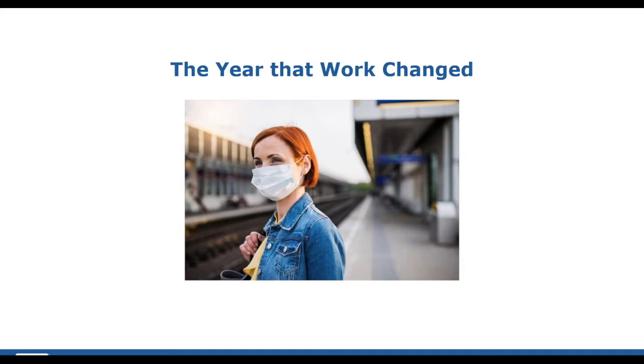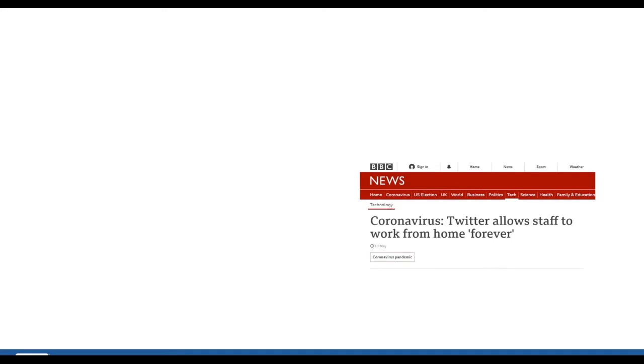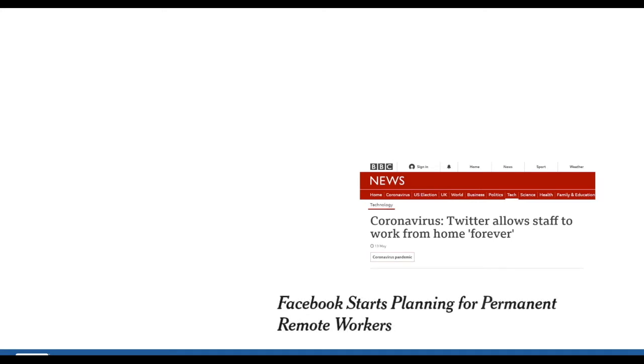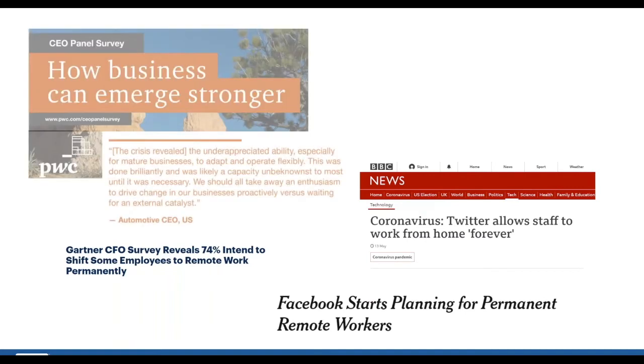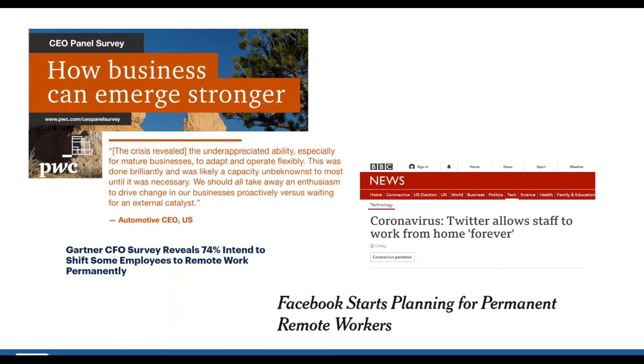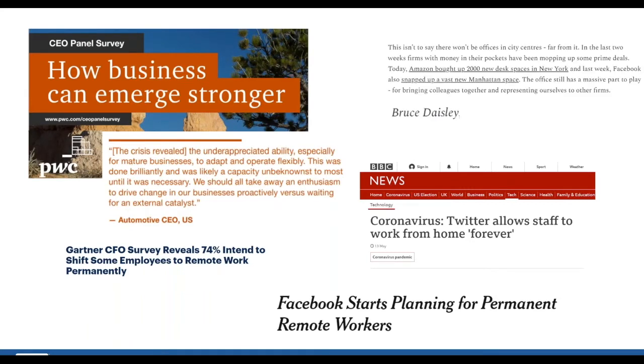What's interesting is we're seeing a lot of that change now because of COVID. We're seeing large technology companies like Twitter and Facebook who are starting to or have already announced that they are enabling their staff to work from home permanently. Gartner is talking about the shift and has been speaking to a lot of CFOs and polling those CFOs on that shift and that change in our work habits. We've got the CEO panel from PwC, and we got commentary from a lot of the journalists.